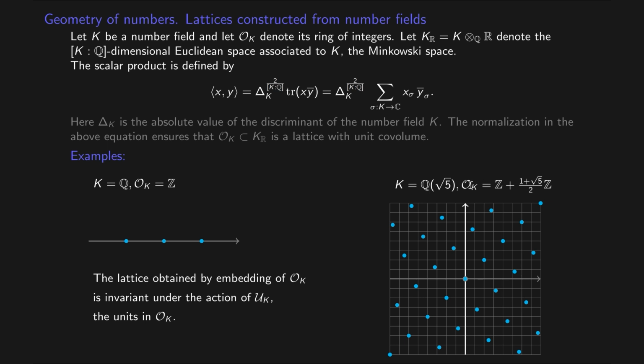So it will be fixed by this action. And so if we have a unit of finite order, which somehow we have for this quadratic field, we don't have somehow interesting units of finite order. We have plus minus 1, and that's it. So the action by these finite units will also be an orthogonal action with respect to our scalar product.